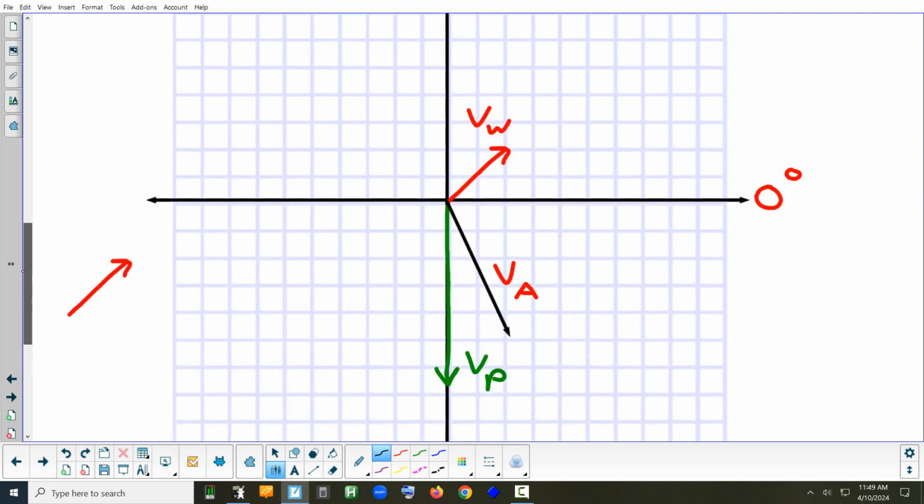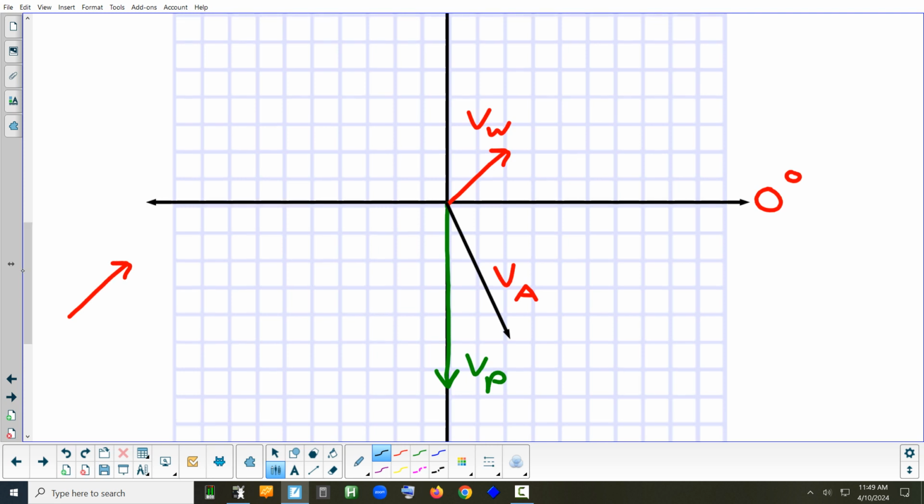What's the other vector that I can figure out? V_W, right, the vector for the wind. I can only figure out the actual vector by combining V sub P and V sub W together. I don't know V sub A. I have an image of what it looks like, but I don't have any numbers for it. But V_W we do.